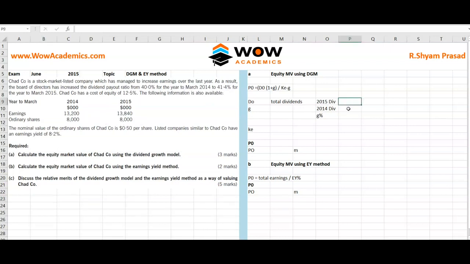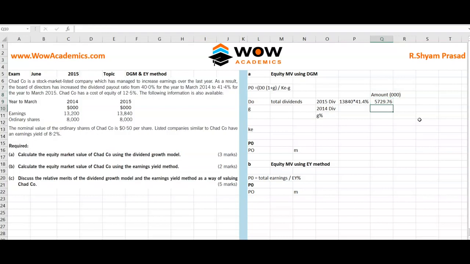So we'll find it out. The earnings of the company in 2015 is 13,840, and this number has to be multiplied by the dividend payout ratio. The dividend payout ratio is 41.4%. So let's see, we get an answer. So we got the number. This is the amount in terms of thousands.